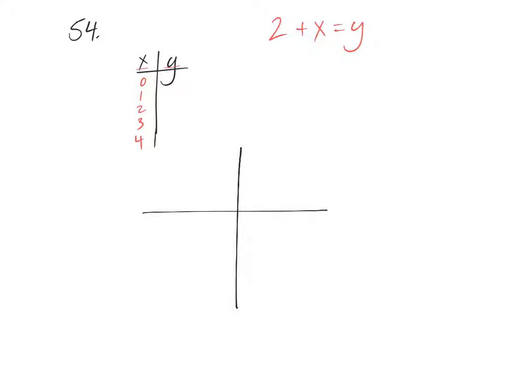So if x is 0, I add 2, and y is 2. When x is 1, y is 3, and you can kind of start seeing the pattern here of how that works. In B, you had to graph this.